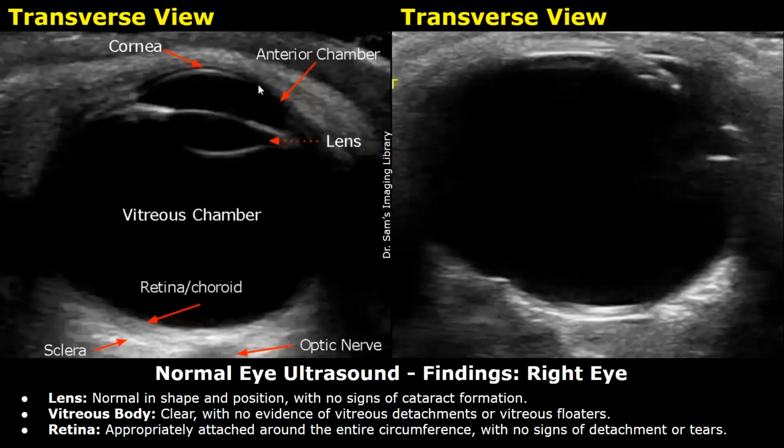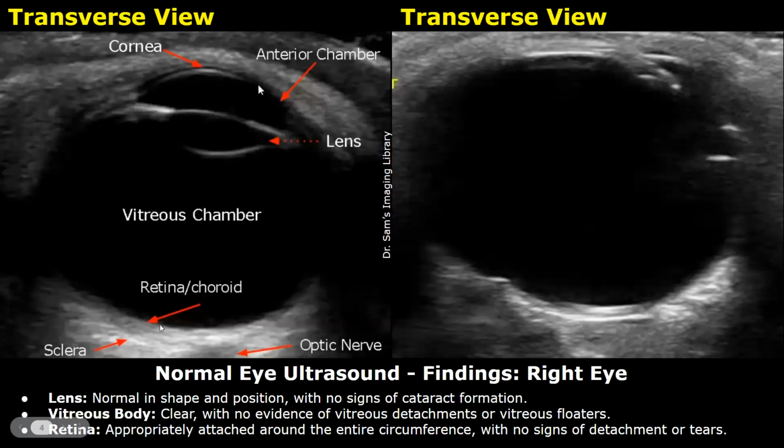Then you can write the findings. These are the findings in the right eye. The lens is normal in shape and position with no signs of cataract formation. Vitreous body, clear with no evidence of vitreous detachments or vitreous floaters.